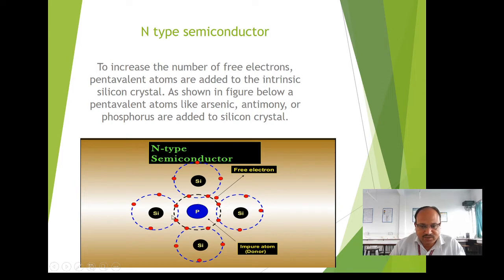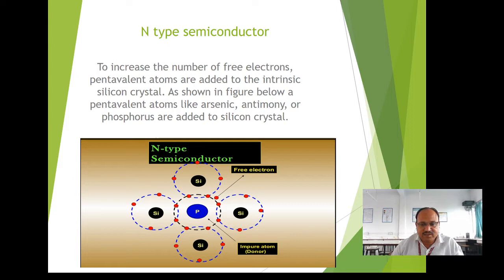So out of 5 electrons of this phosphorus atom, 4 electrons will form covalent bonds with the neighboring 4 Si atoms, but 1 electron will be unoccupied. So this electron will have no binding to the nucleus of this phosphorus atom. Therefore this electron is free, and as it is free, it has the liberty to move around the crystal. Generally these free electrons are available for conduction.